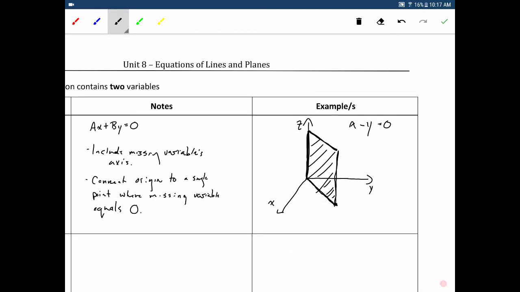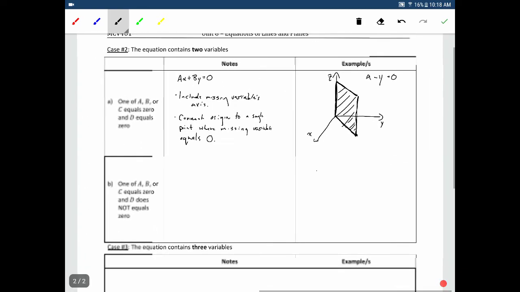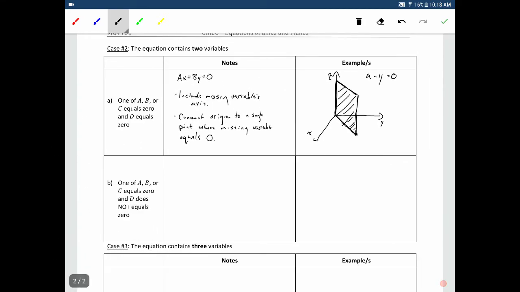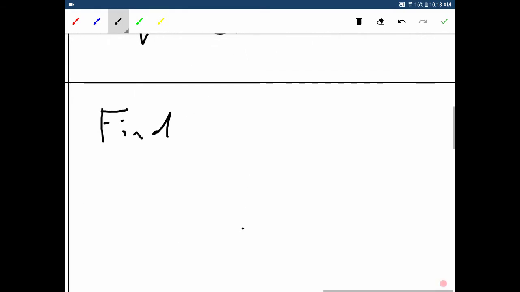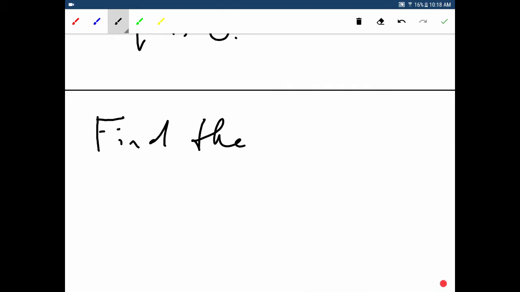It wouldn't make a difference if it was the z or the x or the y missing. You would just include that axis. I think z probably is the easiest one to draw out of those three, but maybe not. So the next one is the same idea, but this time d doesn't equal 0. So we're going to find the two intercepts.